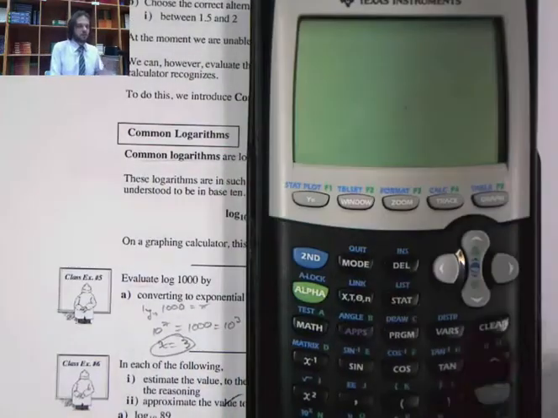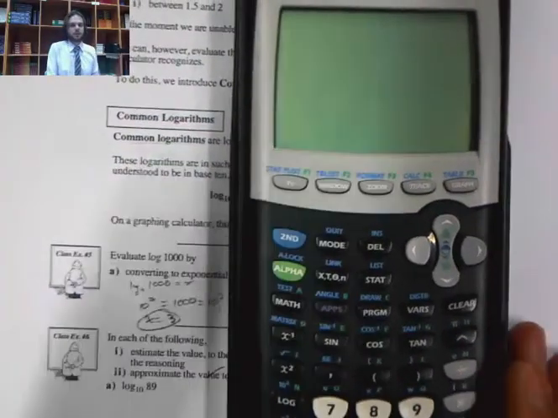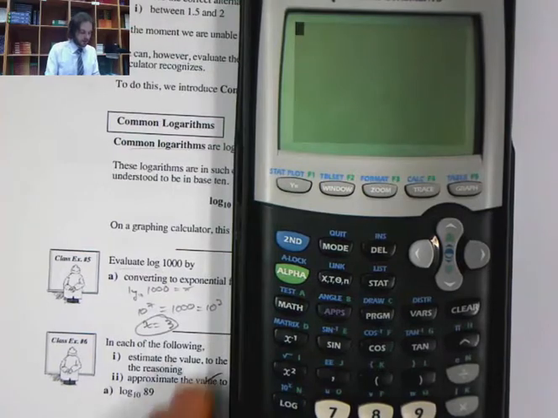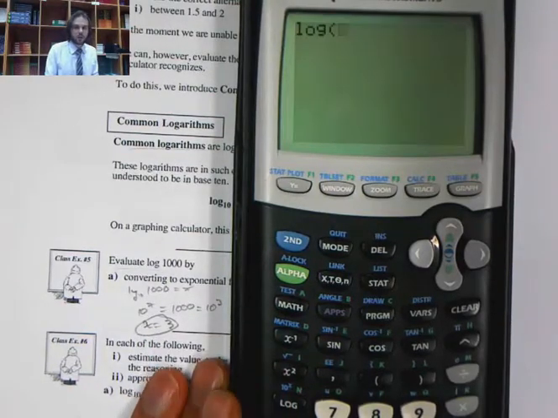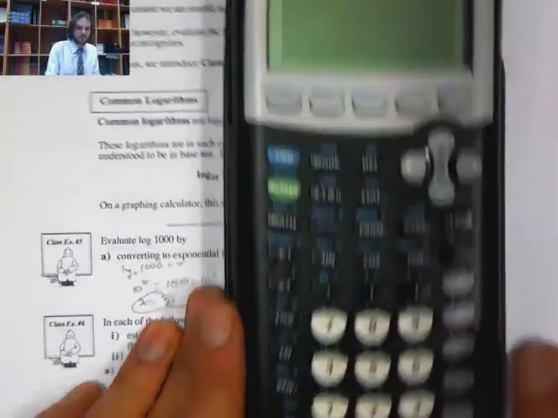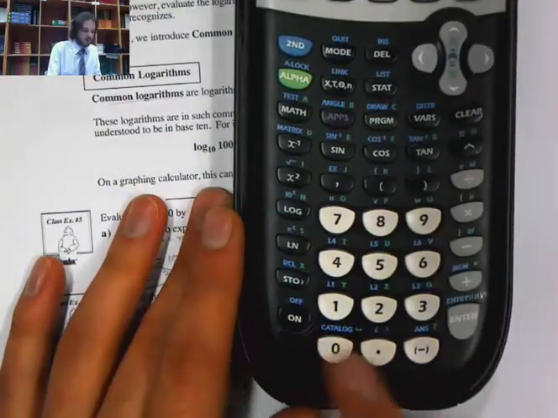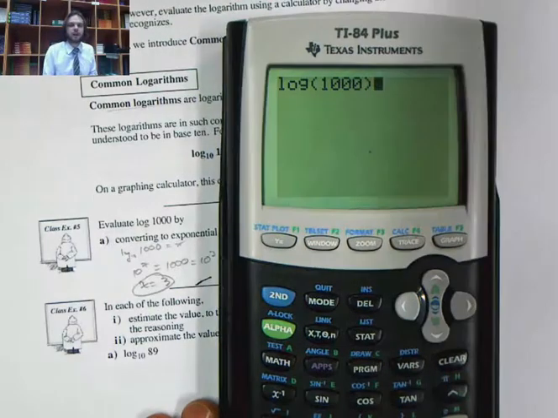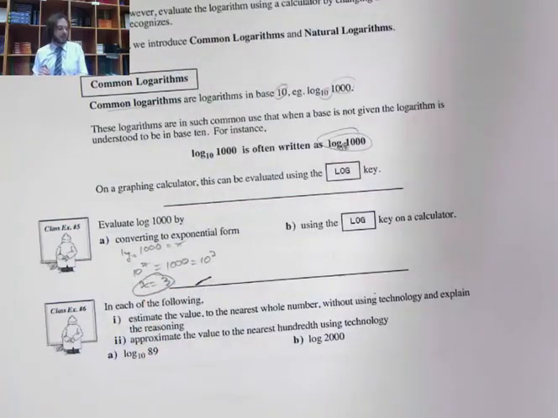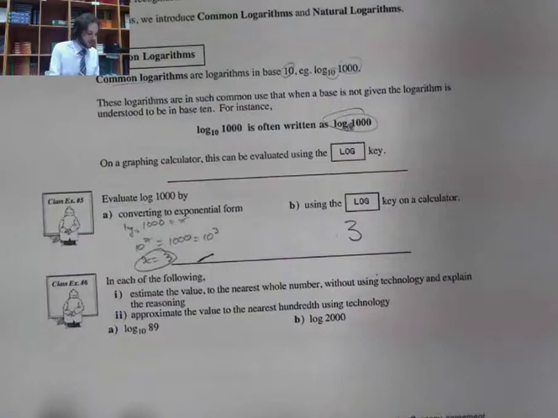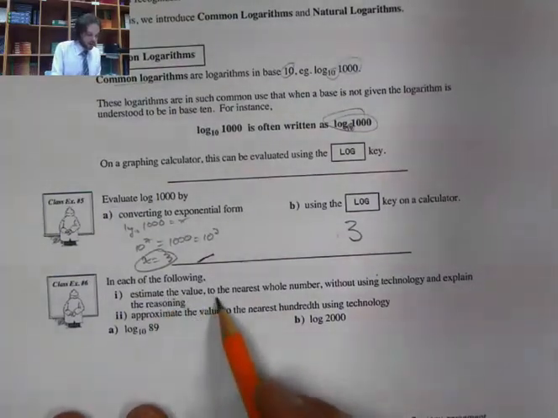Okay? So I'm going to just move out a bit so we can see it. I'm going to put it on, and I want log. I hit my log button. Okay? And I want 1,000. So I punch in 1,000. I close my brackets, so it looks like that. And I hit enter, and I get 3. Exact same answer.